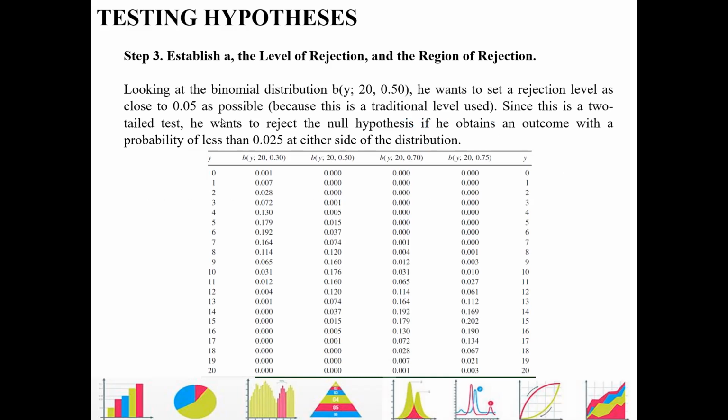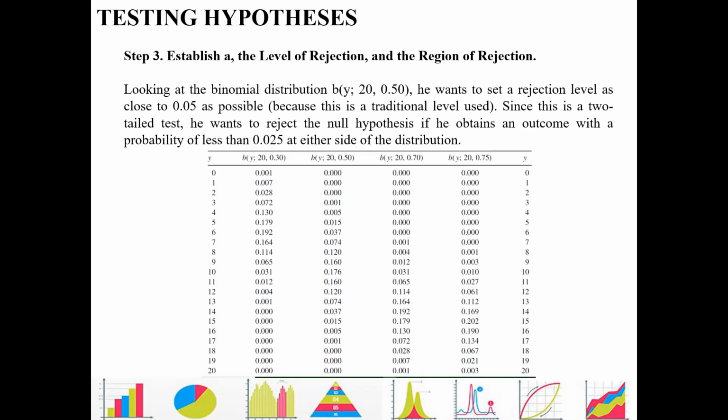Okay, looking at the binomial distribution table, ito yun. Meron akong ibibigay sa inyo na binomial distribution table, but this is the portion of that distribution table. Either i-submit ko sa ating Google Classroom. So looking at the binomial distribution, Y with n = 20 and 0.5, he wants to set a rejection level as close to 0.05. So yung significance level natin dito is 0.05 or 5% as possible because this is a traditional level used.